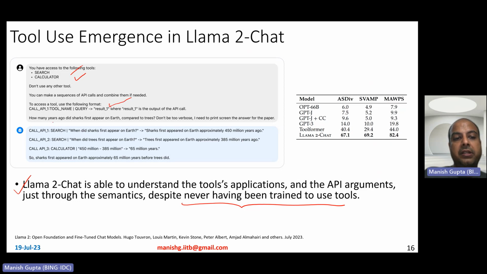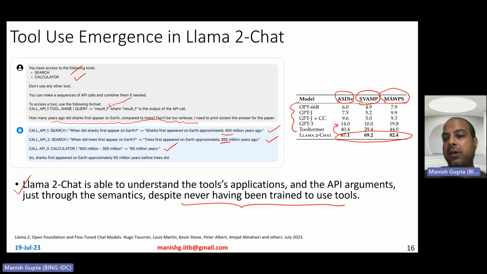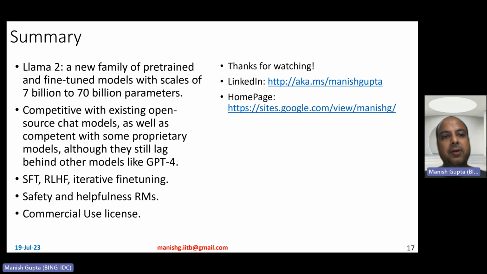And you have to answer this question: how many years ago did sharks first appear on Earth compared to trees? So basically, it nicely calls the search to figure that out, and then also calls the calculator so as to do 450 minus 385. Right, so that's that. Now, across 3 different data sets, which are basically these tool-based evaluation data sets, they compared with various other models, and they found that the Llama 2 chat model is way better compared to the GPT-3 model or the recently published Toolformer paper. Okay, so that's about Llama 2.